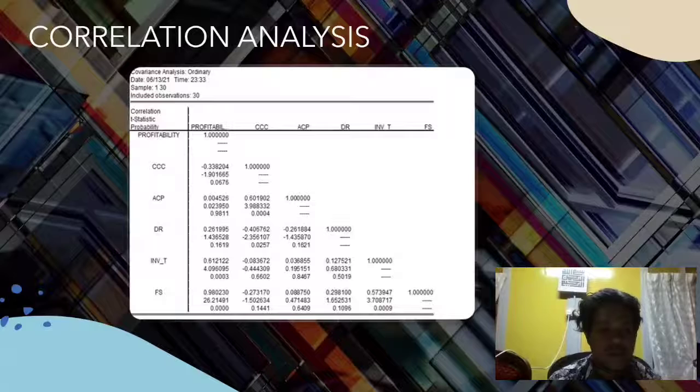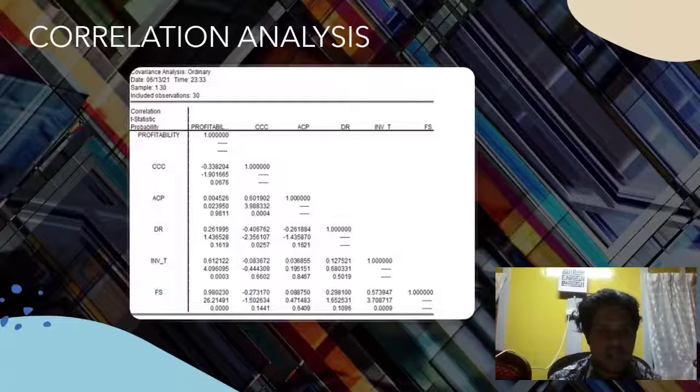Inventory turnover for the company is also positively correlated to profitability, cash conversion cycle, average collection period, and debt ratio, which means the higher the inventory turnover, the higher the cost that may be reduced to make a firm more profitable. Next, we go to the firm size.